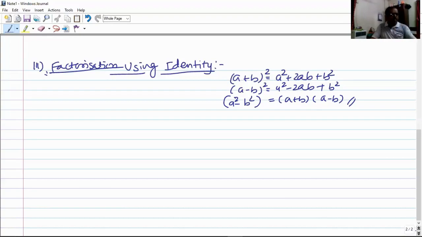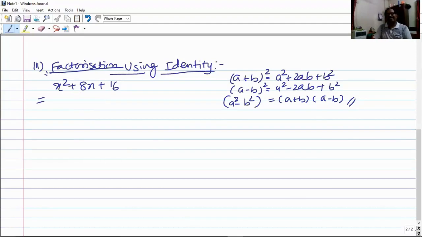Okay students, so let's see the example. Suppose the algebraic expression is given as x square plus 8x plus 16, right? x square plus 8x plus 16. So how do we factorize this? If you observe this, can you put it in any one of the identities here?